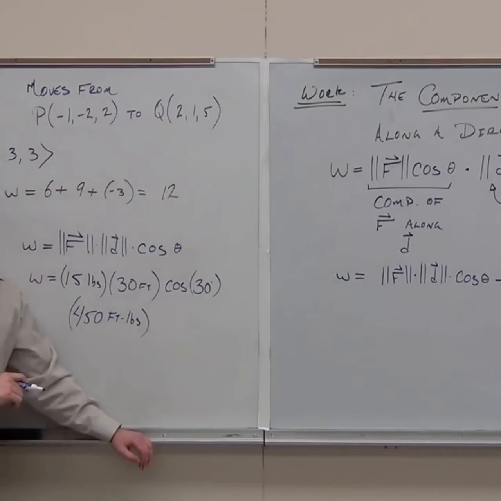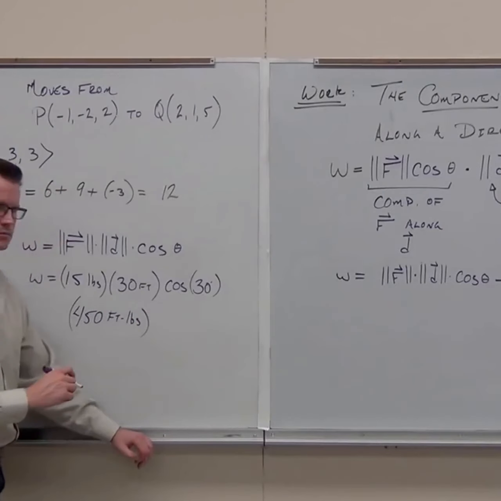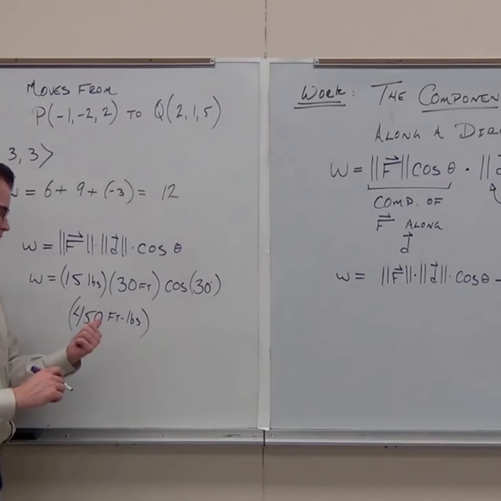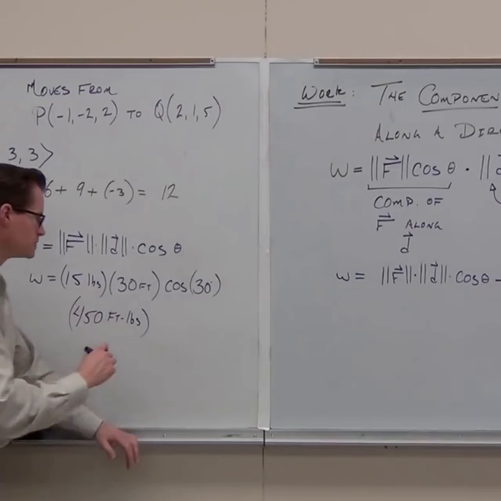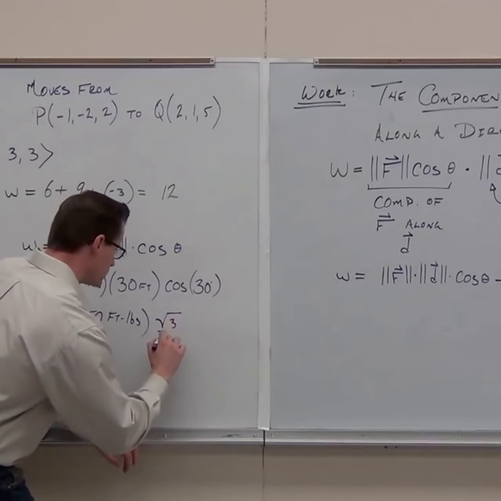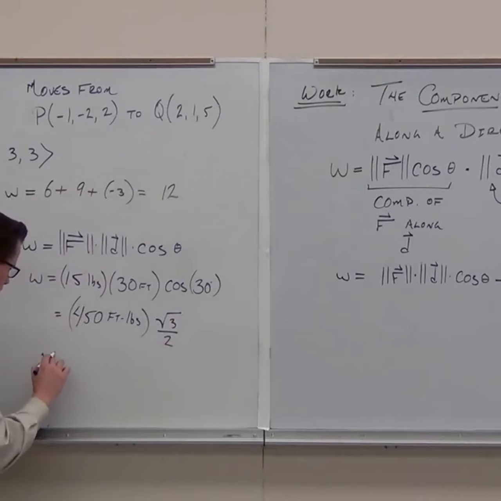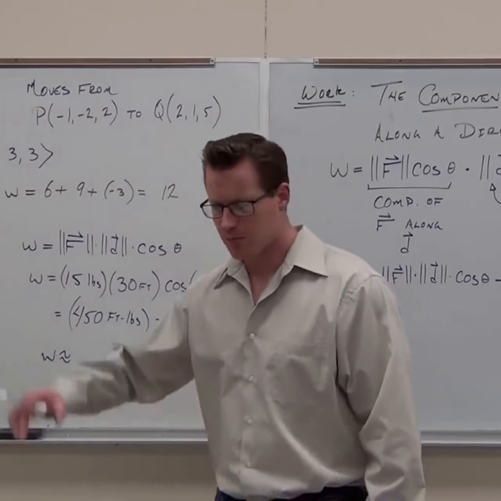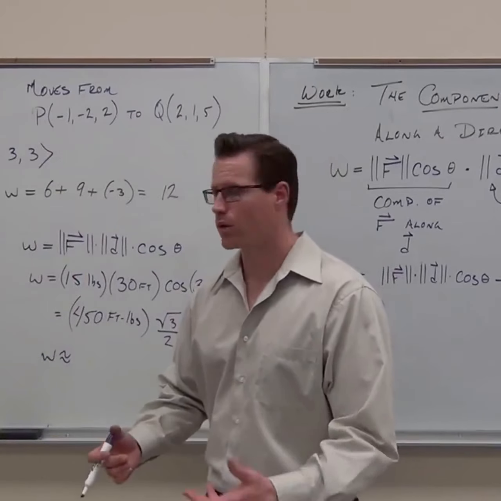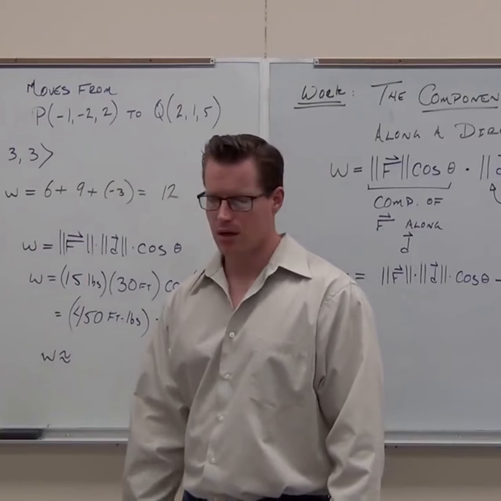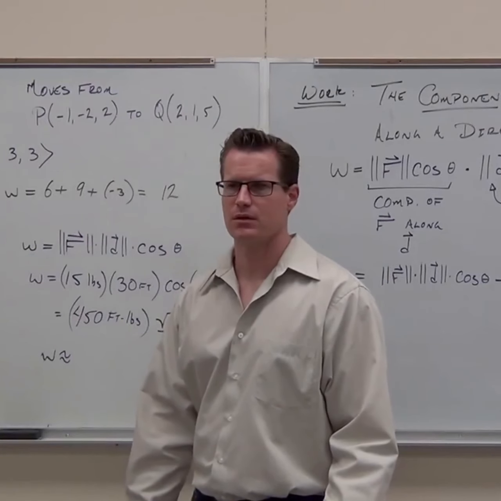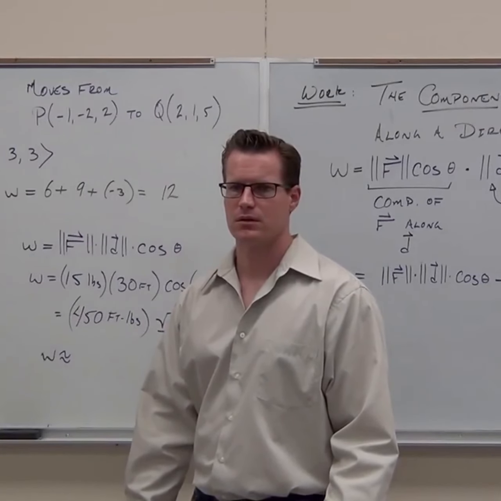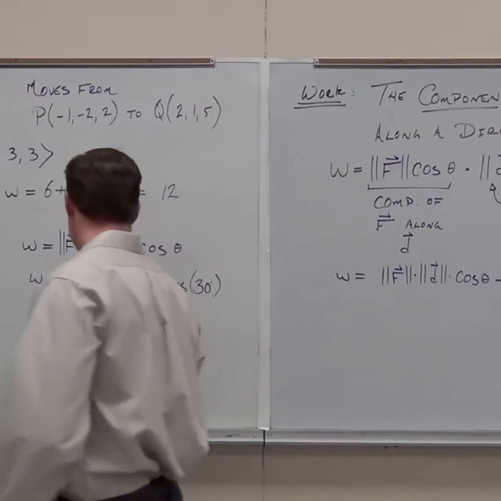I think that's 450 if I'm doing my math correct. Yeah? I think so. Work is about equal to, so take the 450, multiply it by cosine 30, or multiply it by square root of 3, divide by 2. How much do we get, roughly? 389.7. Yeah, that's about what I got.